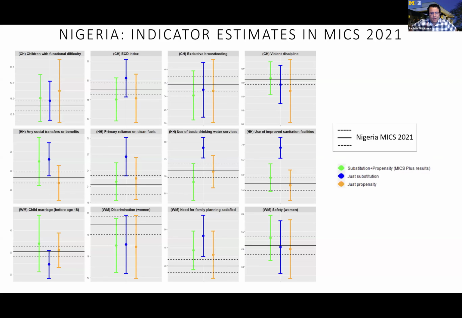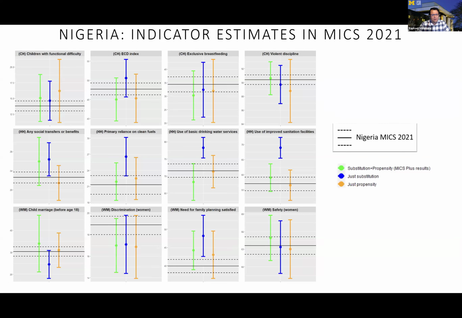Now for Nigeria, we have the same kind of pattern of results. Blue is substitution, maize or yellow is propensity, and the green one here is the matching substitution with post data collection response propensity adjustment. Now here the results are a little bit more mixed. And by the way, the indicators shown here are exactly the same indicators shown for Georgia, so the same 12 indicators we have here.